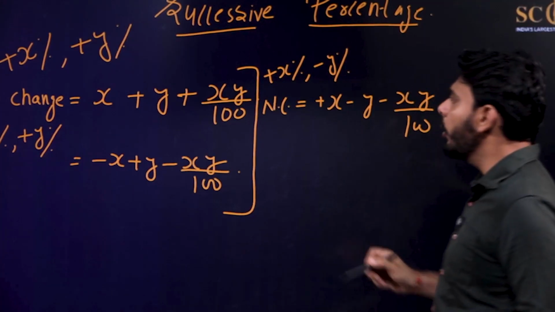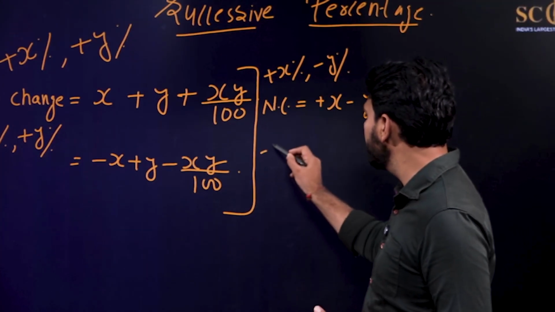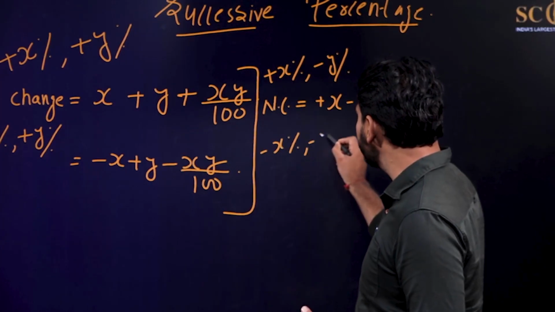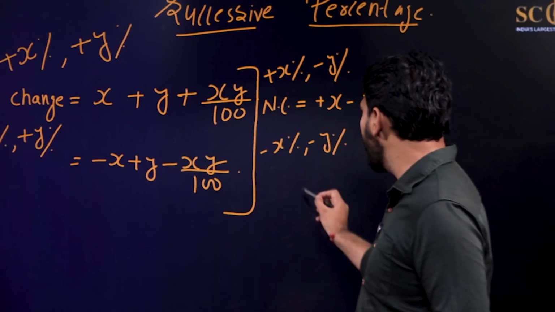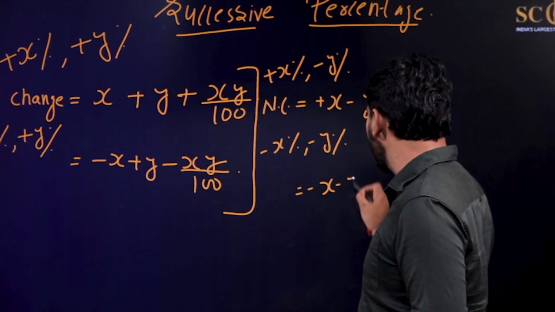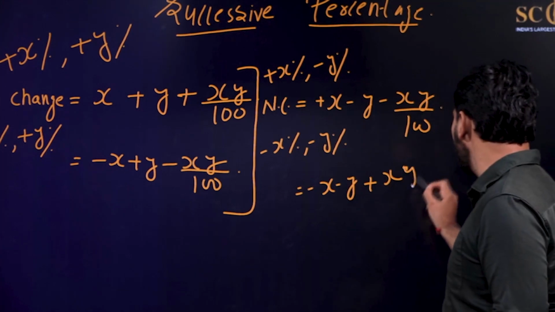Now, if the value of the scooter is decreased by X% in the first year, and it is decreased by Y% in the second year, then what will be the net change? It will be minus X minus Y plus XY by 100.